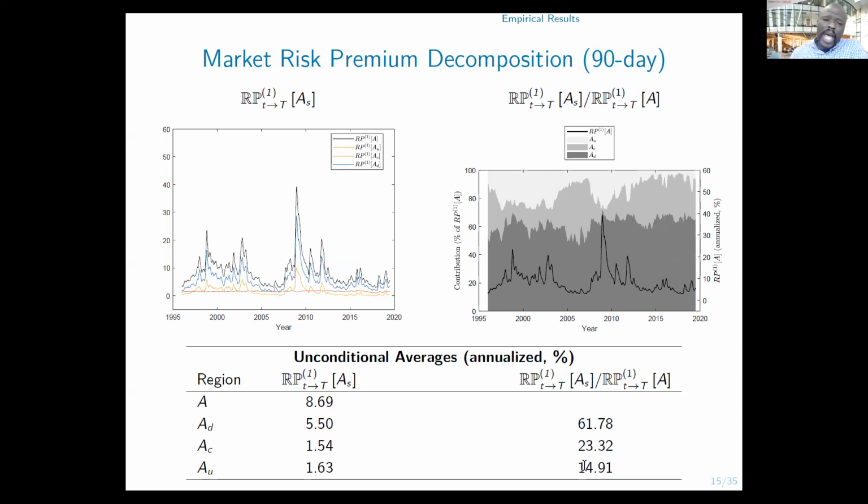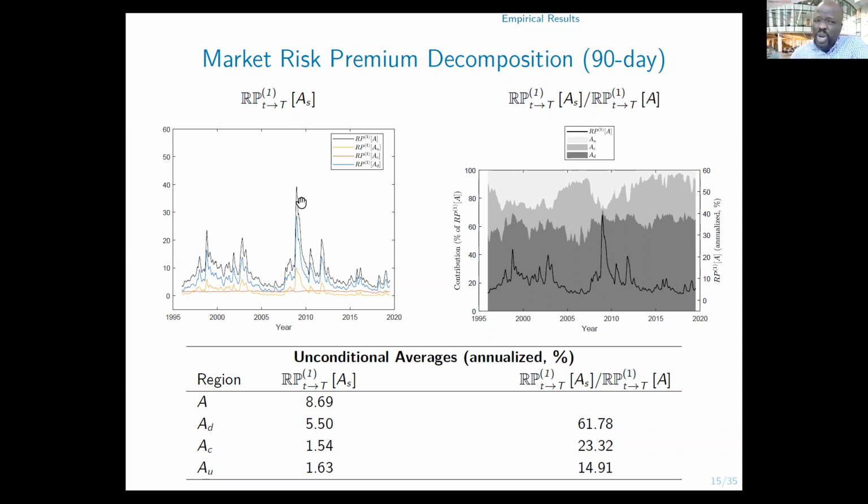Now let me move to 90 days. In the paper we have more horizons, but here, for the interest of time, I'm presenting 90 days only. What you see is a similar pattern in both graphs, left and right. But there's a little bit of difference between these graphs and the previous one. The numbers actually shrink a little bit. The equity risk premium was very high when it varied over time in the previous graph. Now it shrinks a little bit.